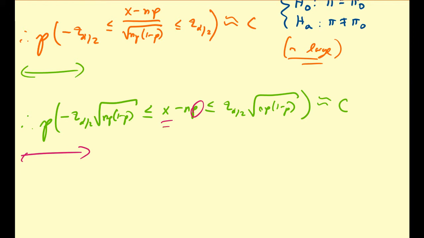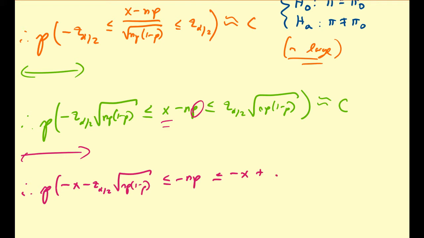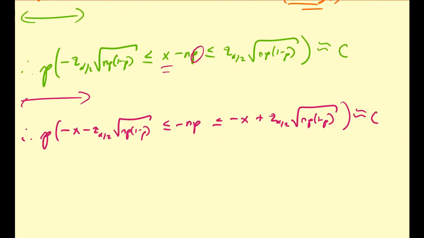So I'm going to get rid of X first. I'm going to subtract X from both sides. That gives me minus X minus z alpha over 2 square root of np(1 minus p) less than or equal to minus np, less than or equal to minus X plus z alpha over 2 square root of np(1 minus p), and this is approximately equal to c. From here, we're going to divide both sides by minus n. Keep in mind I'm dividing by a negative number, so I'm going to flip my inequality signs around.